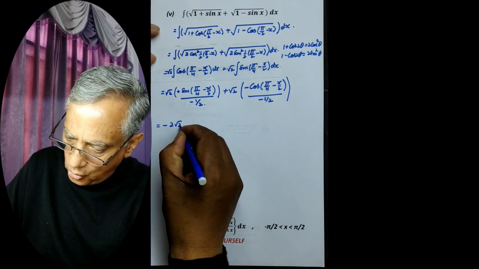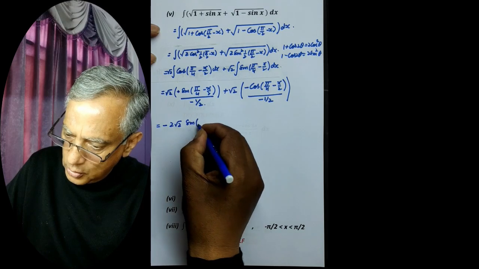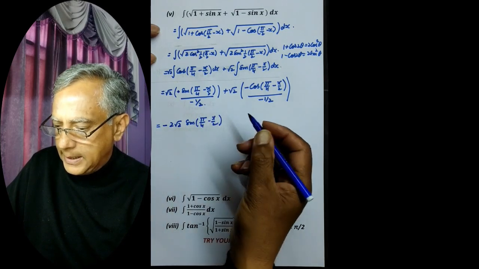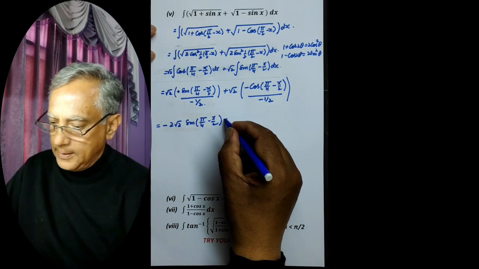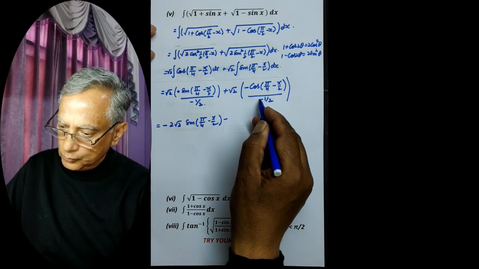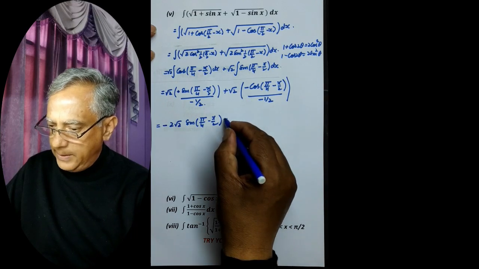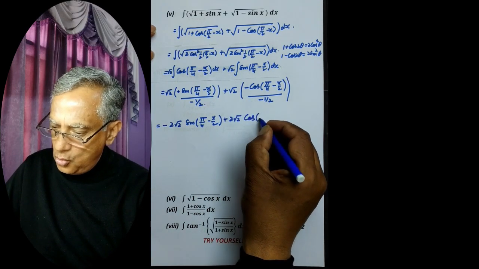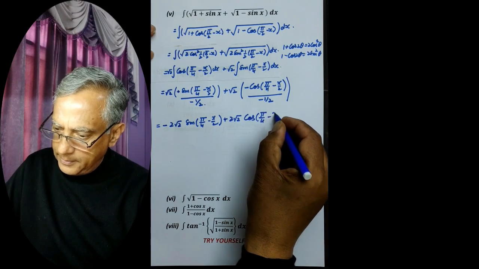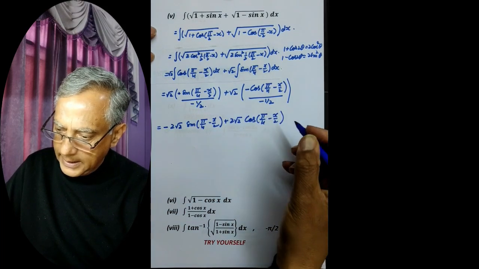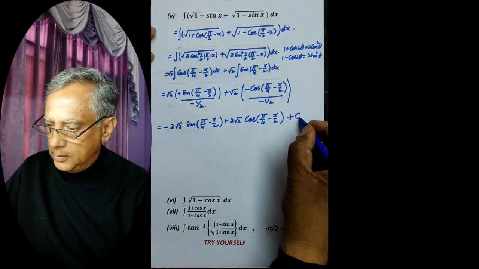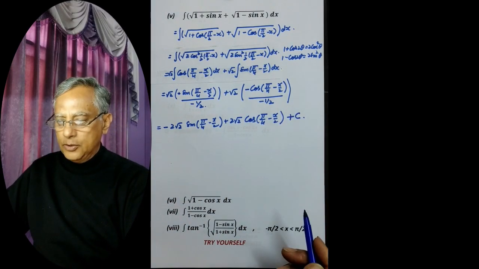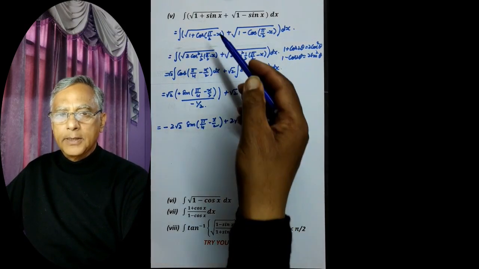This is equal to minus 2 root 2 sine of pi by 4 minus x by 2 plus, this will be plus, so plus 2 root 2 cos of pi by 4 minus x by 2 plus c, the constant of integration. So this is the answer.